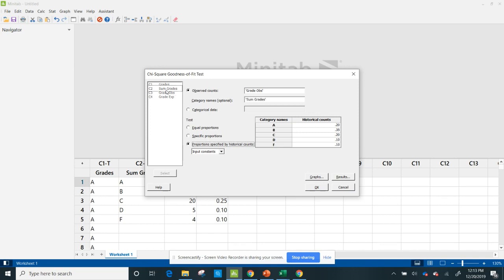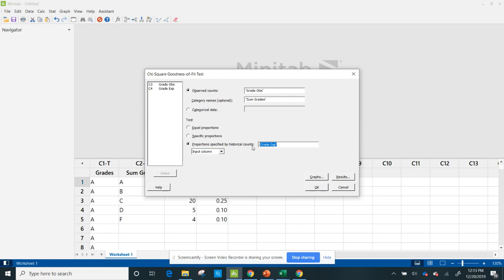Make sure you know exactly what you want to do so that can help you. I'm going to hit proportions, and then I'm going to do by input column. All right. You might have seen some other stuff I was doing. I'm going to show you in a minute why I did that other stuff. But this is what you want to do when you have put your summarized data in. Again, summarized data, they gave it to me in a table. So I want to change proportions specified by historical counts, and I want to do input column.